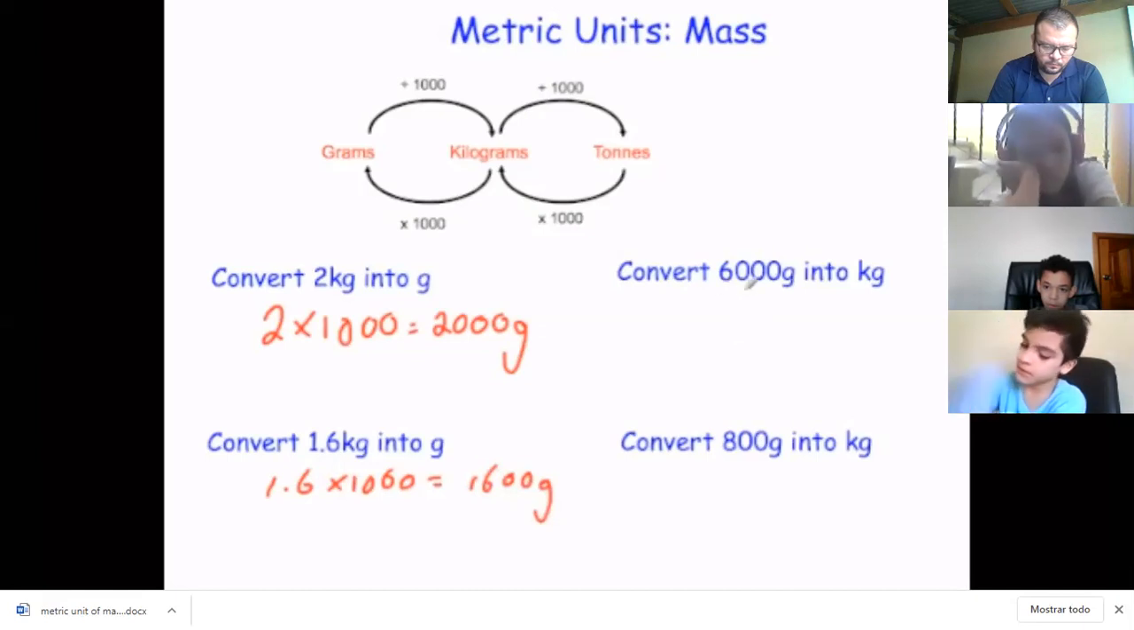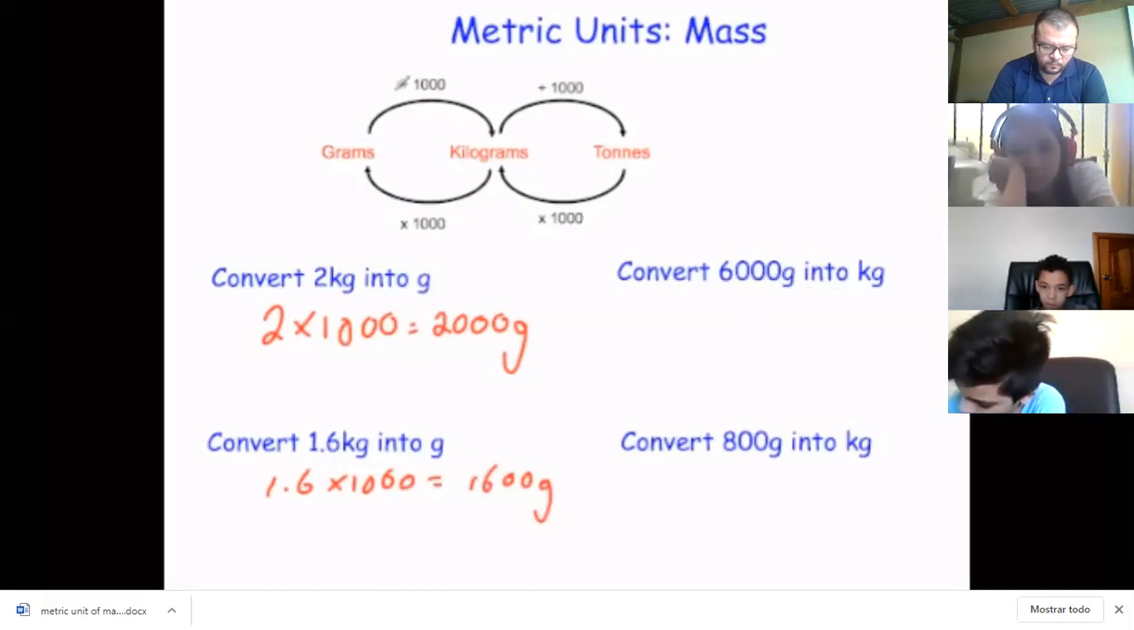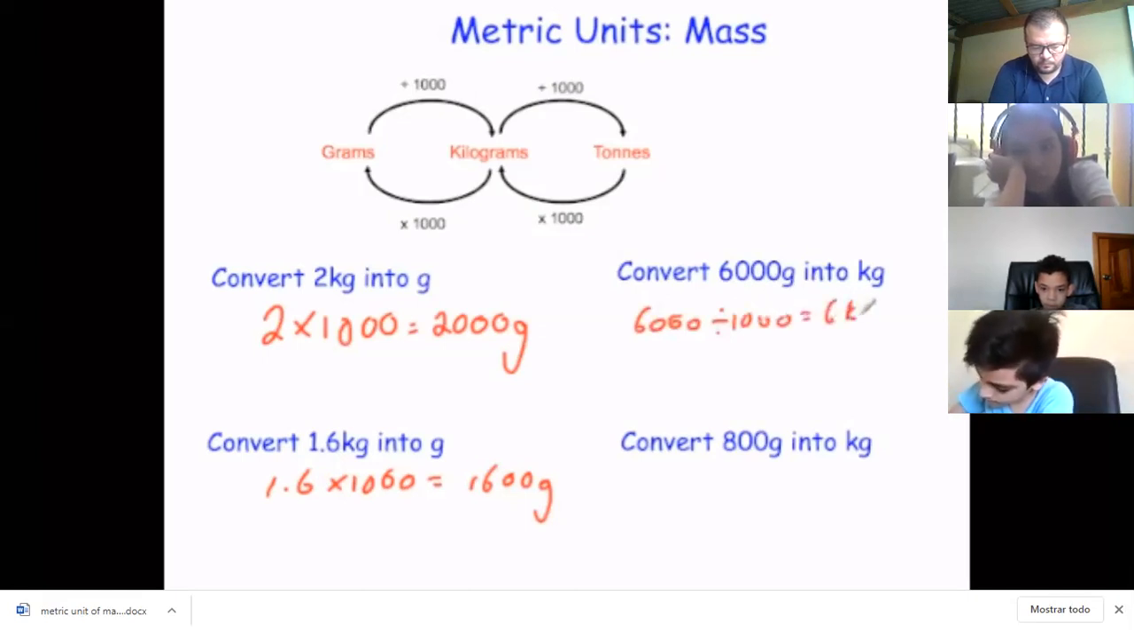Next, convert 6,000 grams into kilograms. So this time we're going from grams into kilograms. So this time we're going to divide by 1,000. So 6,000 divided by 1,000 would be equal to 6 kilograms.